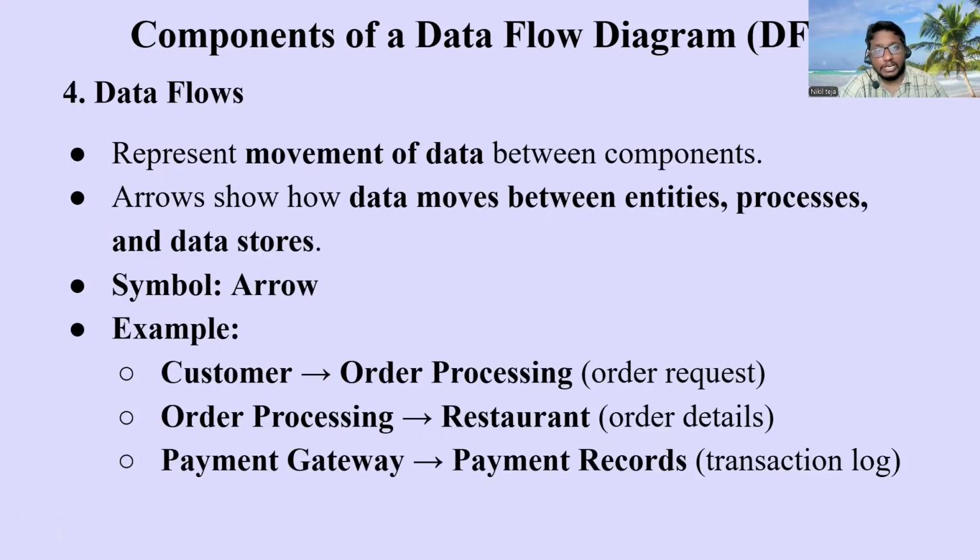Next is data flows. Data flows are nothing but the arrows, showing how the data will be flowing from one process to another process, one entity to another entity, one data store to another data store. They represent the movement of data between components. Arrow shows how data moves between entities, processes, and data stores. Simple arrow. Example: the customer has placed the order and the data is flowing, order request, order processing to restaurant. The arrow is a rightwards arrow.